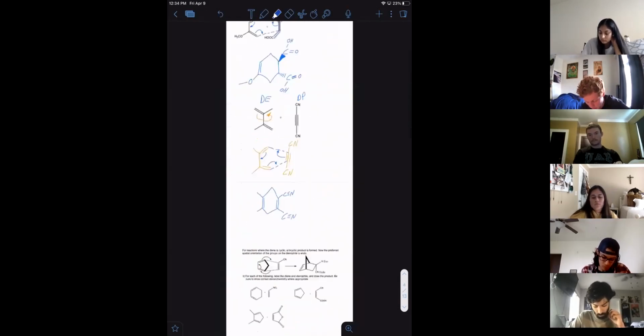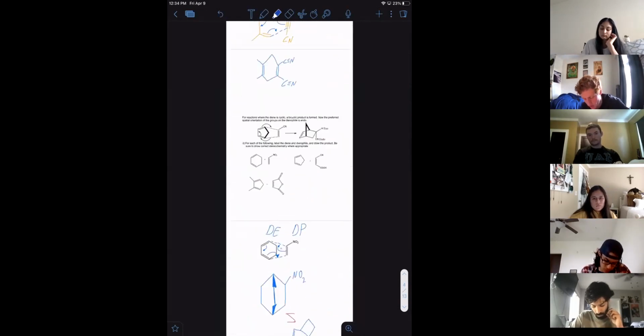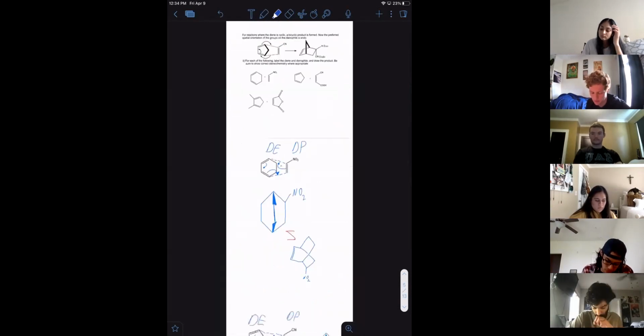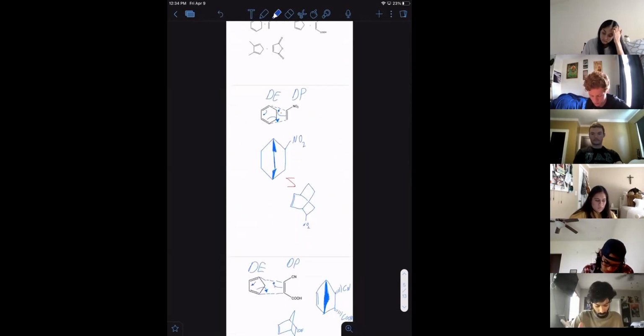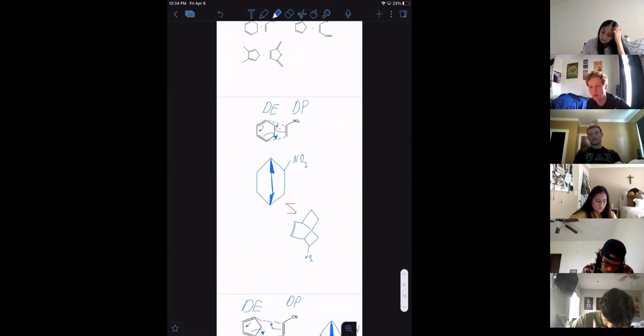You do need to remember that endo and exo versions of these molecules are not enantiomers. Those are diastereomers. Diastereomers are just any kind of stereoisomer that's not an enantiomer. And you'll get into all different types of stereoisomer relationships in biochemistry with sugars and stuff like that. So it's important that you have a grasp of that.